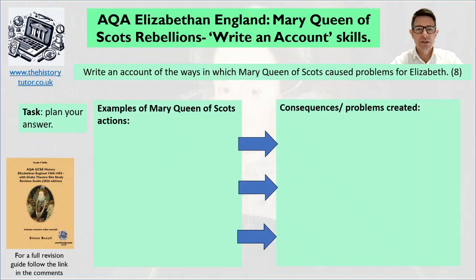So let's do some planning now, shall we? So we want to give some examples of Mary Queen of Scots' actions and then the problems these cause. So obviously you've got Mary arriving, you've got Mary's rebellions and plots, to list some examples, and how are those causing problems for Elizabeth? So look through your notes now, pause now, and fill in a plan.